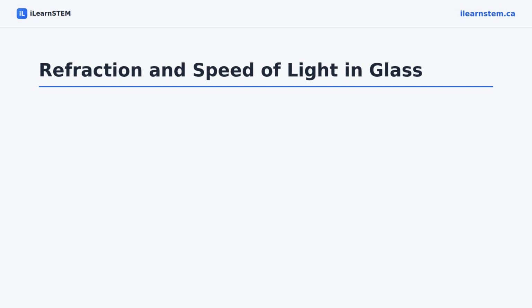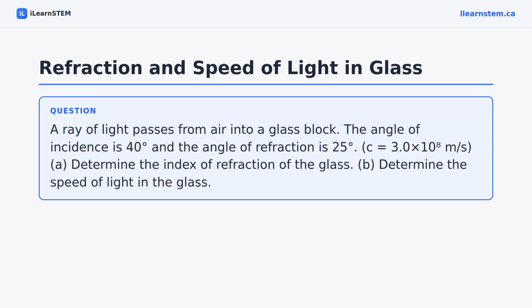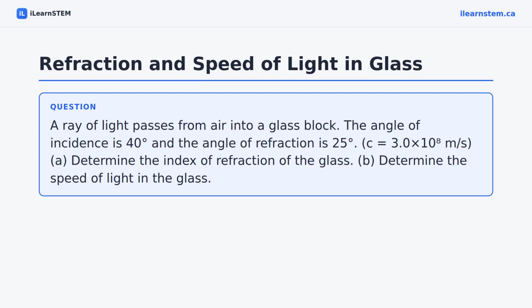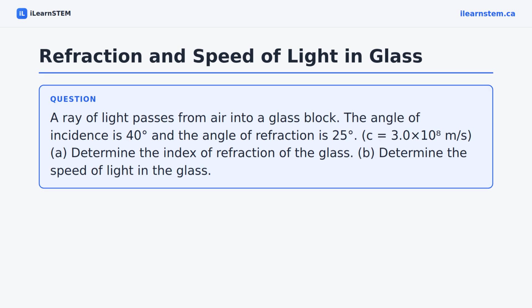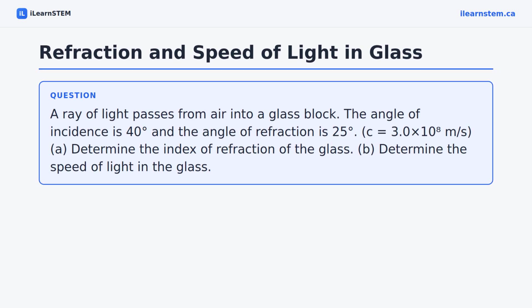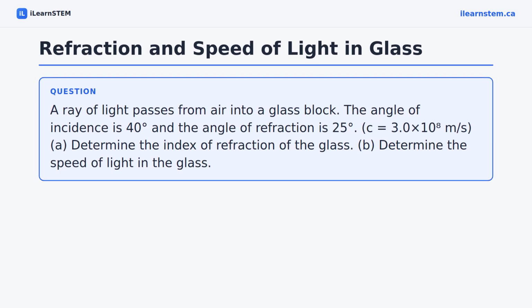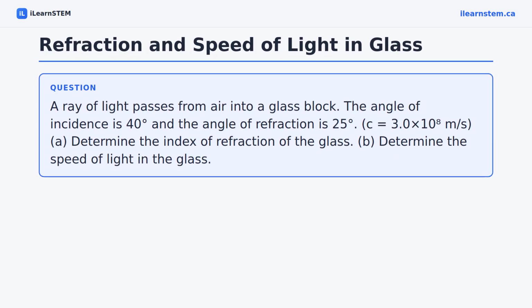We'll practice using Snell's law to find the index of refraction and then the speed of light in a medium. Here's the problem. A ray of light passes from air into a glass block. The angle of incidence is 40 degrees and the angle of refraction is 25 degrees. The speed of light in a vacuum is 3.0 times 10 to the 8 meters per second.